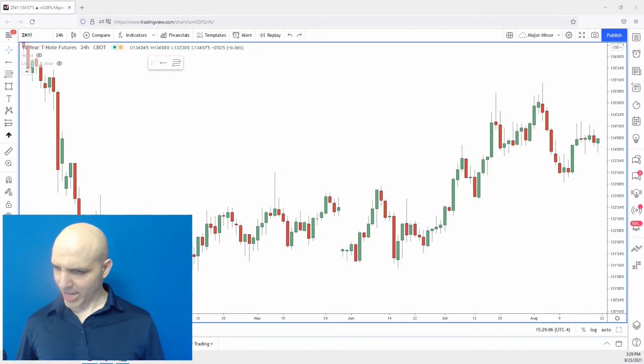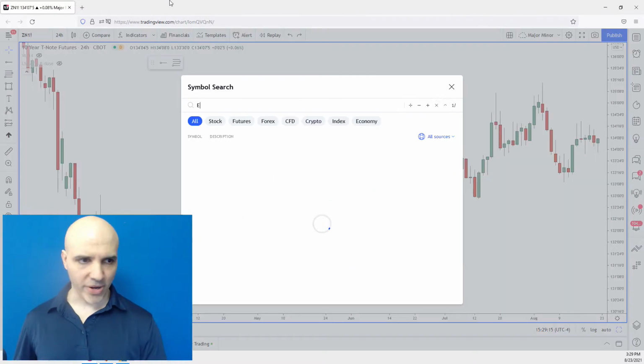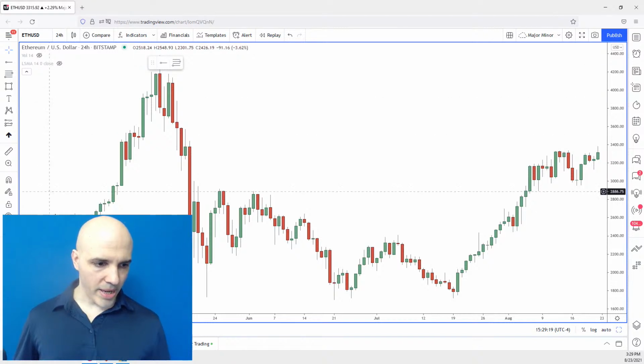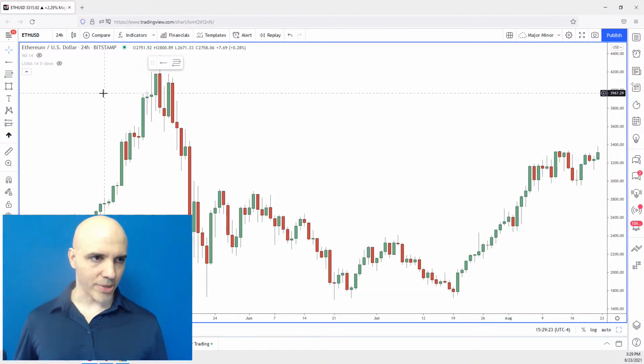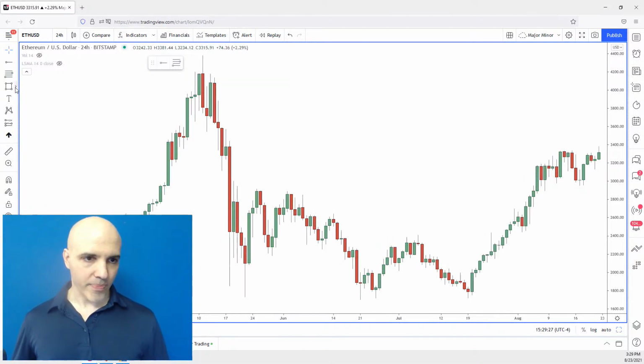Okay, let me see what else we've got here. So we had a couple of questions about Ethereum. Amit's asking about Ethereum, and in my other chat I also had a couple of questions about it. So let's get right into Ethereum. So, Ethereum against the dollar. Now, look at this thing. Again, it's tricky, like Bitcoin.